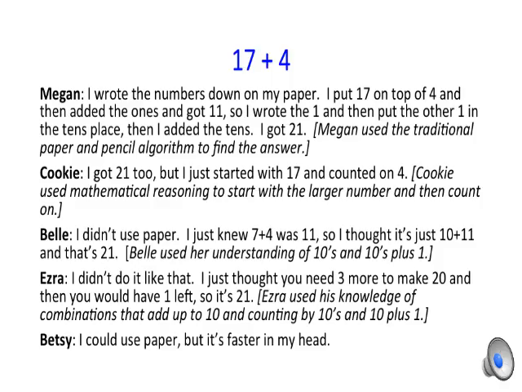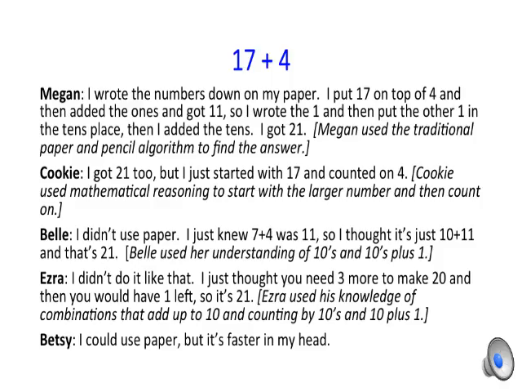"No," Cookie said. "Why not?" Cookie said, "I just added on. I didn't need to use the algorithm." What method did Cookie use? Cookie used mathematical reasoning to start with the larger number and then count on.